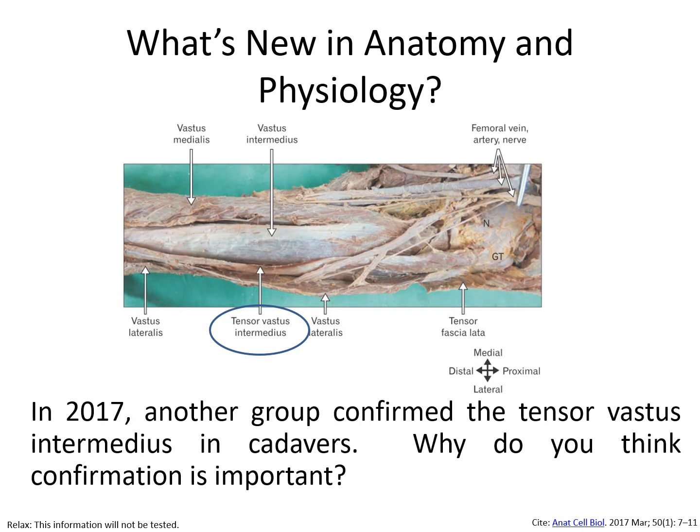The following year, another group cracked open a bunch of cadavers, and they also found the tensor of the vastus intermedius. You may be asking yourself, why is this important? Well, if you discover something, you want another group to be able to confirm it. Otherwise, if you discovered something and no one else discovers it, it may be kind of biased. Having another group confirm what you've discovered builds on the knowledge that we have.